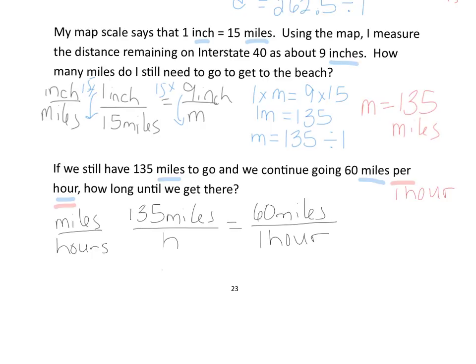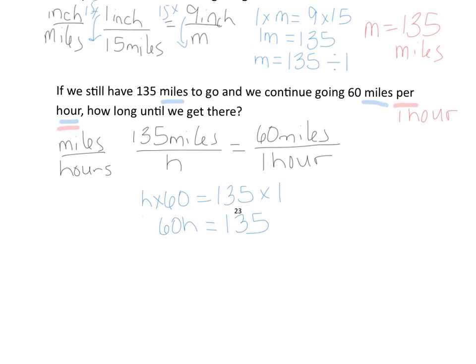So we say h times 60 and 135 times 1. H times 60 is 60h. 135 times 1 is 135. We then have h is going to equal 135 divided by 60. And we get that h is going to equal 2.25 hours.